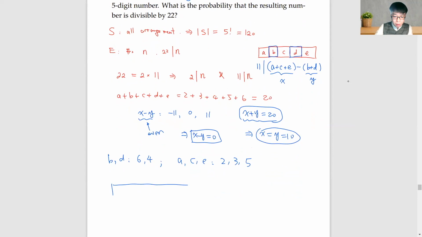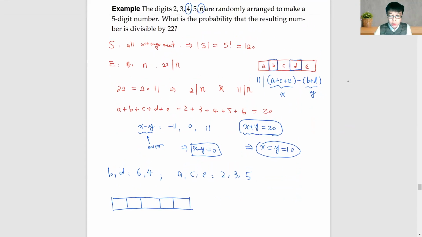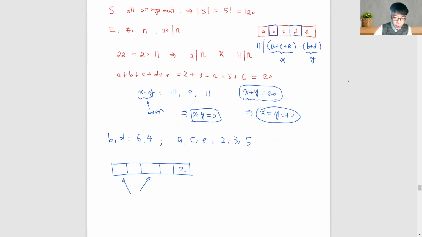Now let's see how many possible cases there are. First, let's recall this number should be even, right? So the last digit should be even. And the last digit is from 2, 3, 5. So the last digit must be 2. And 3 and 5 go here, and 6 and 4 go here. So 3 and 5, there are 2 choices. 6 and 4, there are also 2 choices. Totally, we have four ways. So that means we have 4 valid numbers that are divisible by 22.